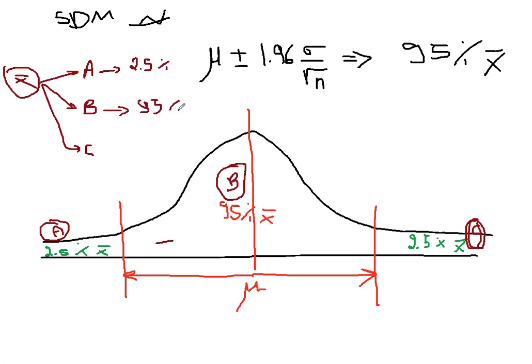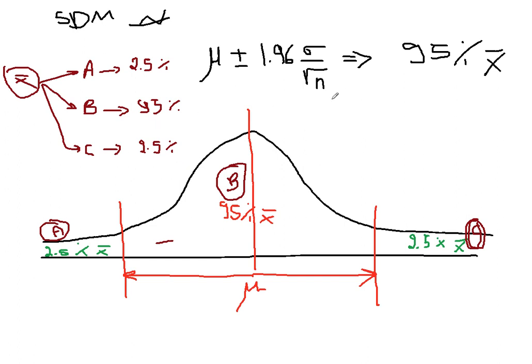And if you also pick X bar at random, the chances that it falls in C is actually 2.5%. Just because the area A is 2.5%, area B is 95%, and area C is 2.5%. Now that we have established that, let me ask you the following question.